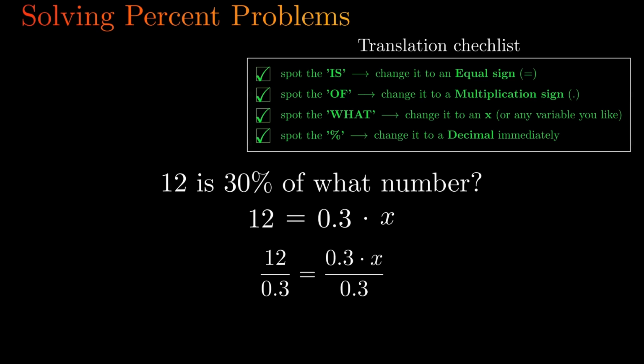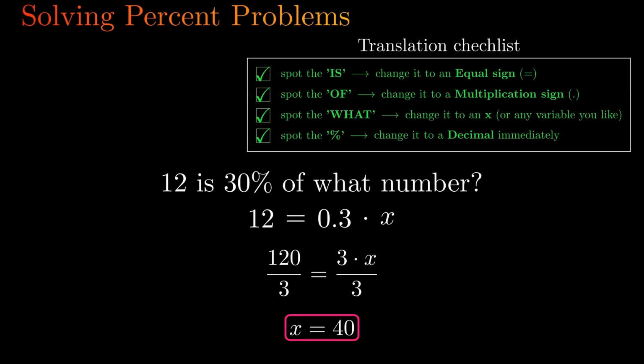Here is a cool trick for dividing by decimals. We don't like decimals in the bottom, so move the decimal 1 spot to the right to make it a 3. But to be fair, you must move the invisible decimal in 12 1 spot right to make it 120. Now it's just 120 divided by 3, and 120 divided by 3 is 40. So 12 is 30% of 40.